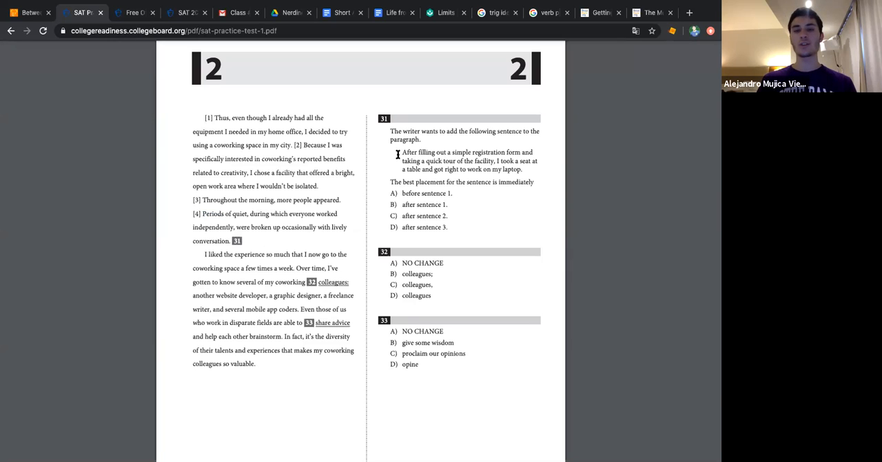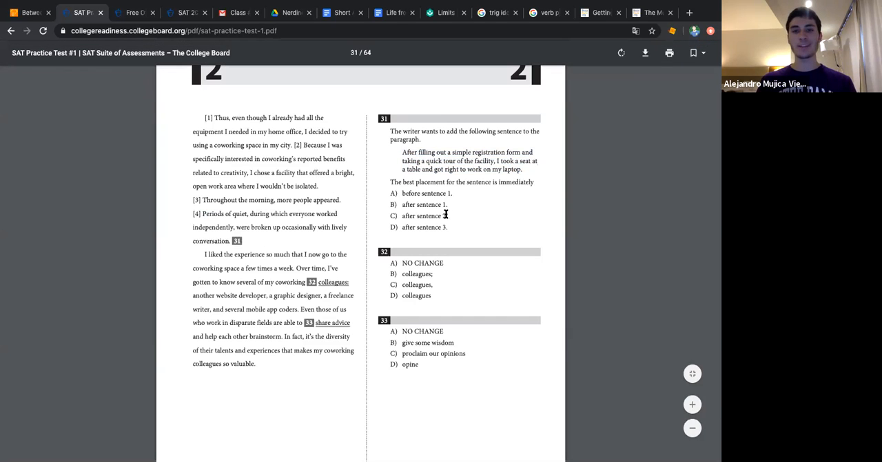Okay. So look at this. After filling out a simple registration form and taking a quick tour of the facility, I took a seat, and so on. So we want to add it. And what is this doing? This is telling us registration form, quick tour, took a seat, and got right to work. So this is the connection between the planning and when he's already there. This is the process where he drove there, filled out the form, quick tour, took a seat, and got to work. And that is why it is placed after sentence 2.